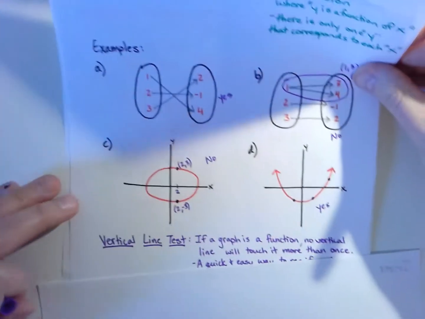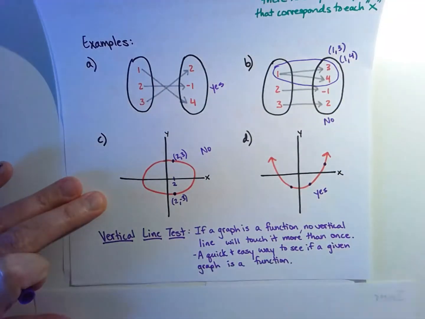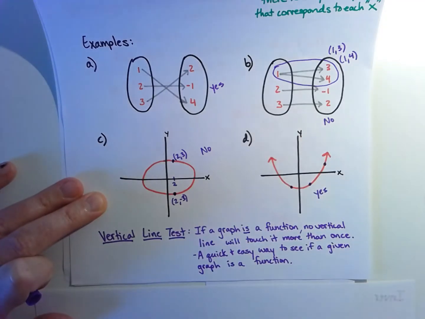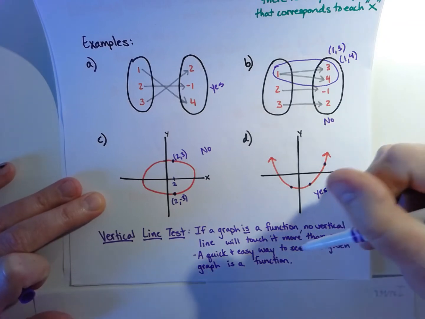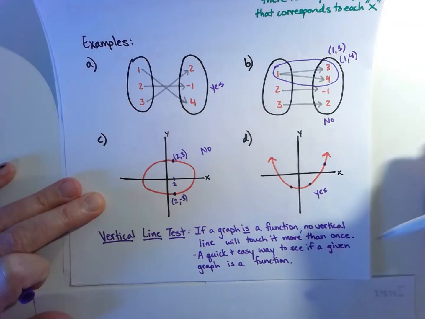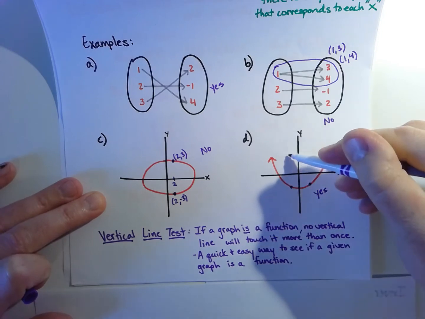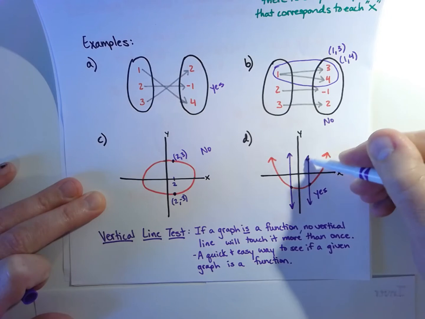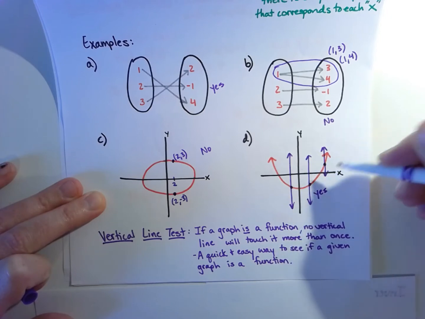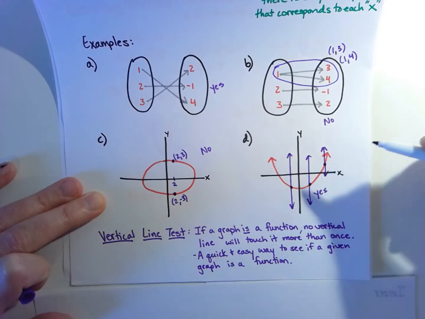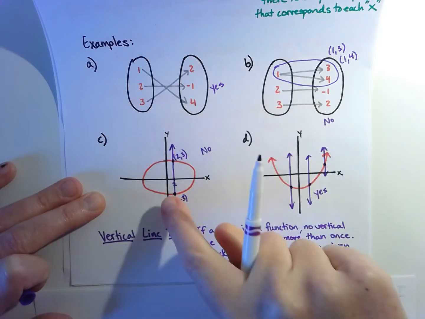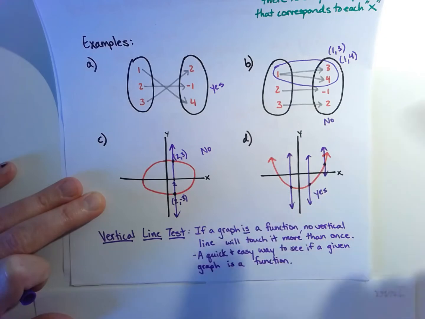So what I was just talking about is called the vertical line test. If a graph is a function, no vertical line will touch it more than once. This is a quick and easy way, if you are given a graph, to check and see if it's a function. So notice here when I draw a vertical line, no matter where I draw it on this graph, I will only touch that red curve one time. But on this graph, I would have touched it twice. So that was not a function, and that one is a function.